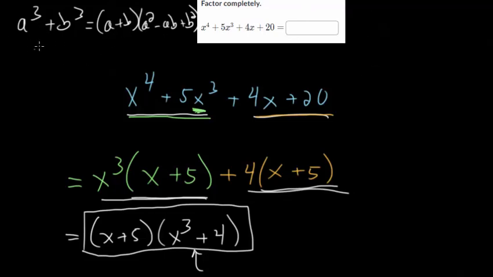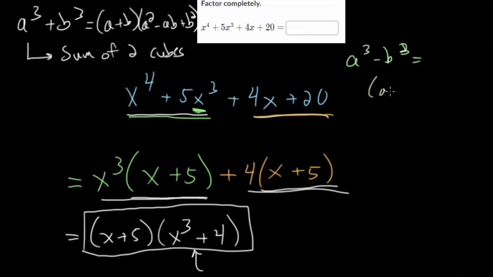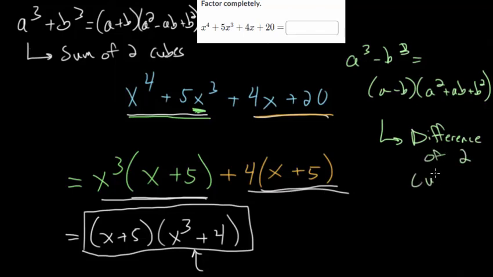And just so you've seen it, let me write out what this is called. This is a sum of 2 cubes. And for cubes, there's a difference as well. So we could have a cubed minus b cubed, which is going to factor very similarly into a minus b times a squared plus ab plus b squared. And notice the formulas are very similar. This is a difference now because we're dealing with subtraction of 2 cubes.